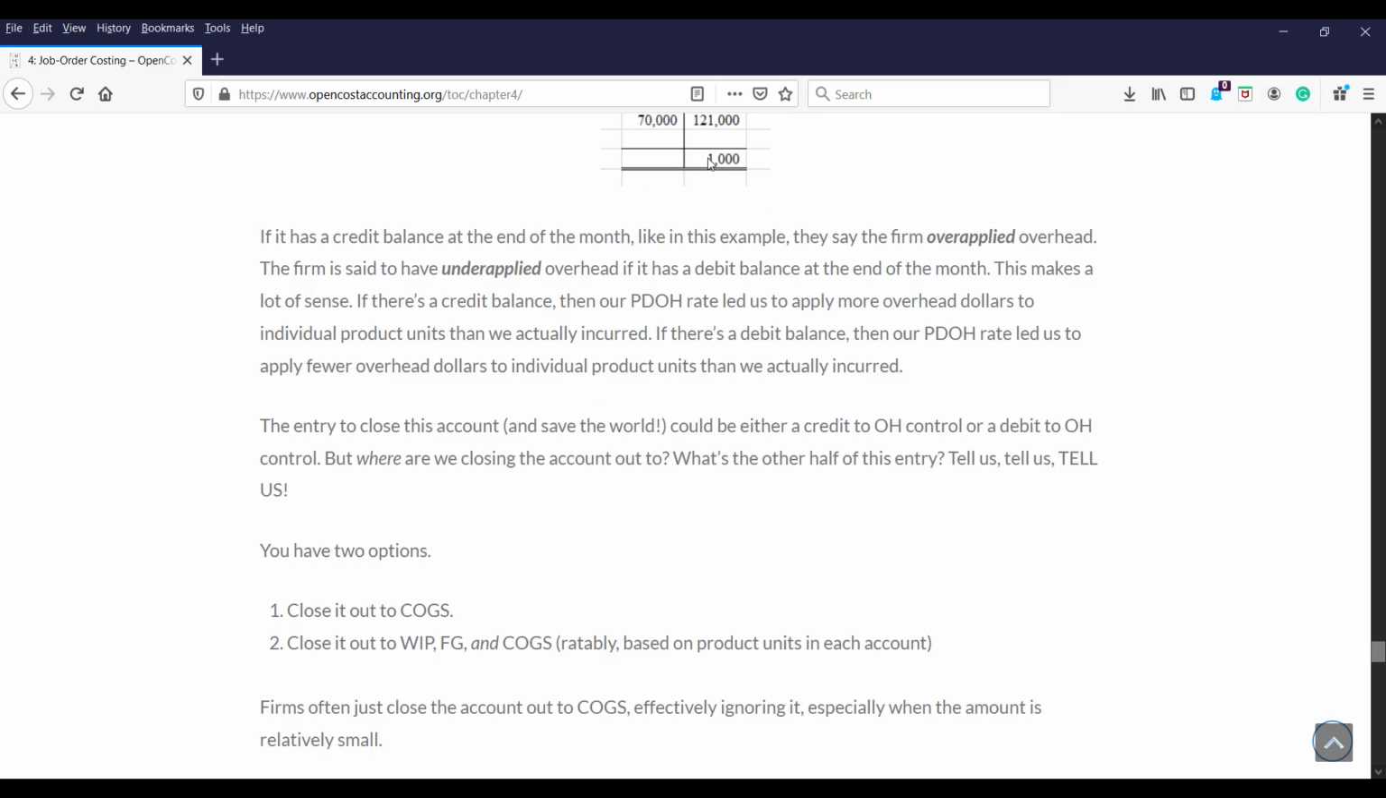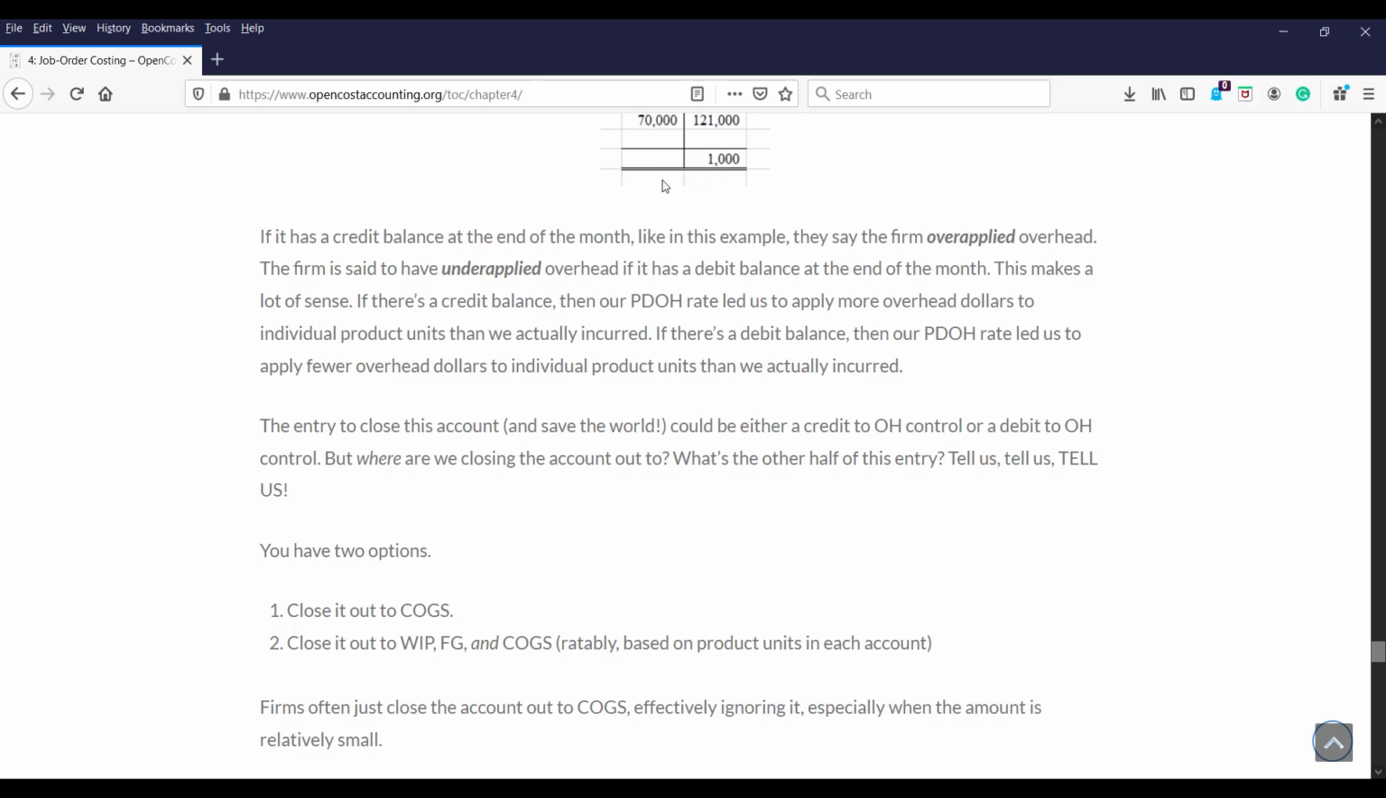And we can simply multiply the $1,000 by each of those fractions to get it out to the different accounts. So 2/10 times $1,000 is our credit to work in process. 2/10 times $1,000 is our credit to finished goods. 6/10 times $1,000 is our credit to cost of goods sold. And then we're still debiting overhead control.